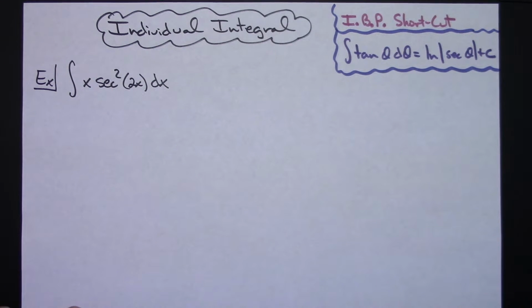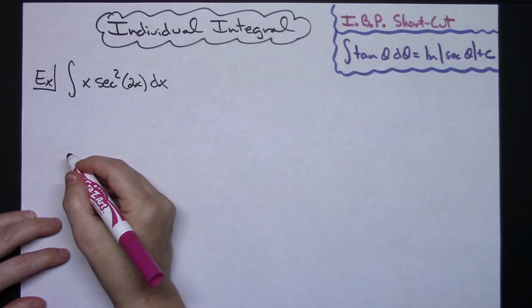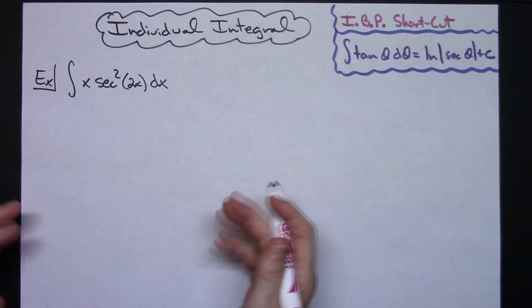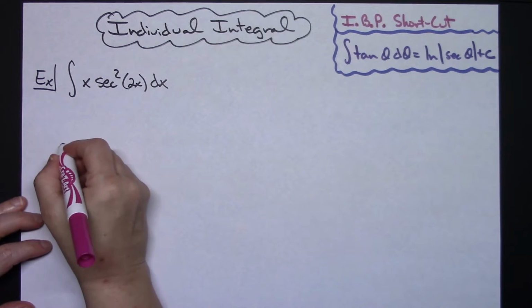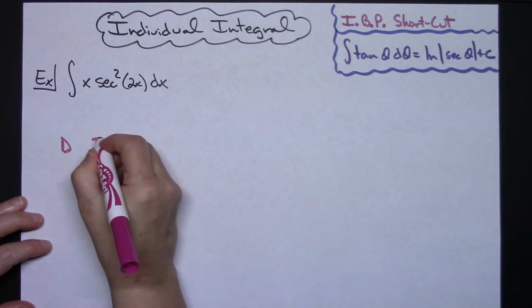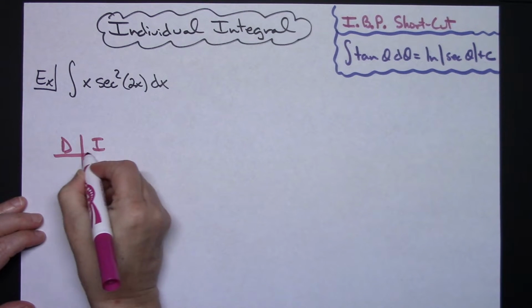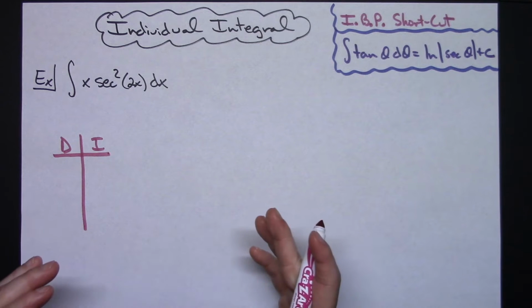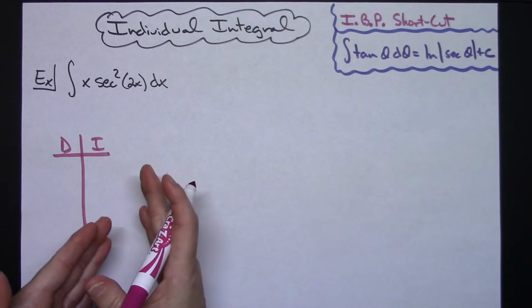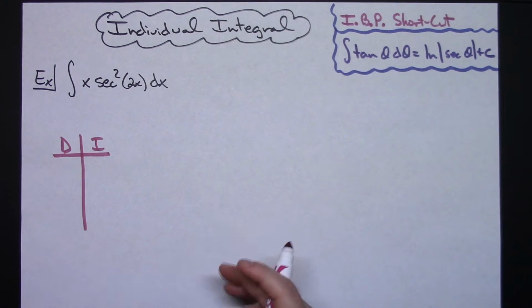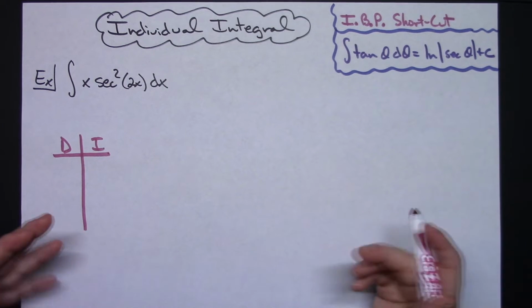So for my shortcut method, what I'm going to do is come up with two columns, one for my derivative and one for my integral. So let's do derivative and integral columns. Now, you're going to pick your u and v, or your derivative and your integral part, just the same way you would if you were doing integration by parts the long way.